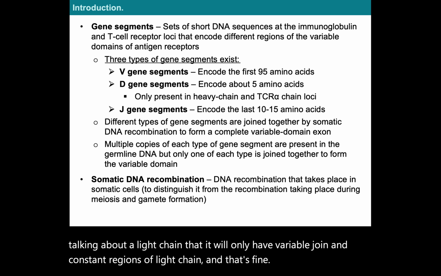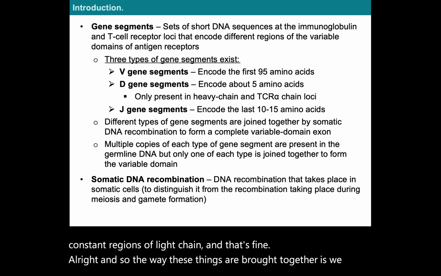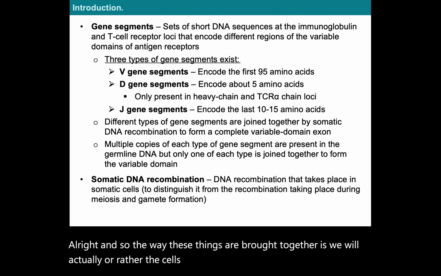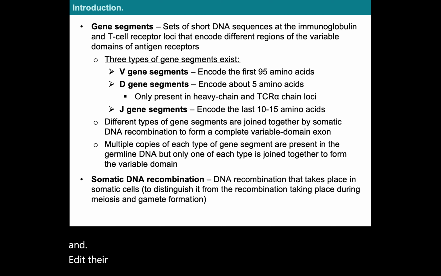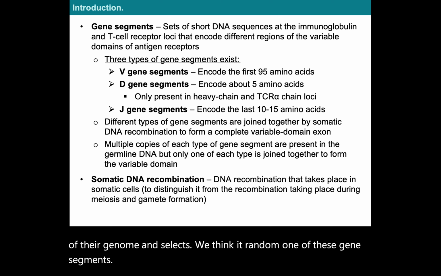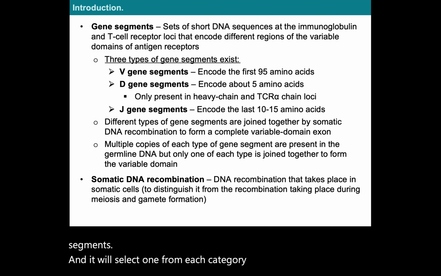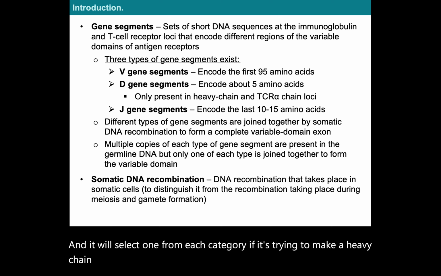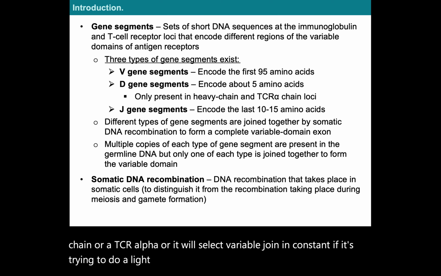And so the way these things are brought together is the cells of the immune system will actually go in and edit their own genes. They will chop out and throw away large parts of their genome and select, we think at random, one of these gene segments. And it'll select one from each category if it's trying to make a heavy chain or a TCR alpha, or it'll select variable, join, and constant if it's trying to make a light chain or a T cell receptor beta.